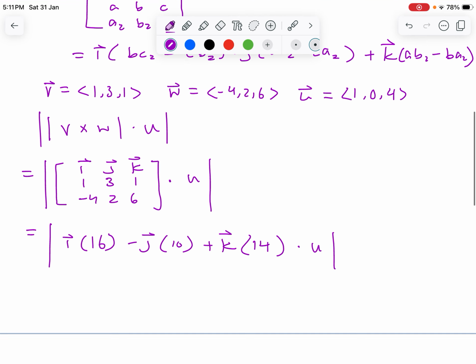So when it comes to this situation, usually we write it as a singular vector. So all this is basically the same as 16, -10, and 14 as our vector. And then we want to multiply by U. So U is 104.